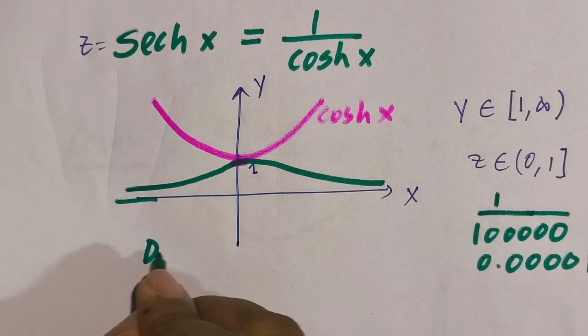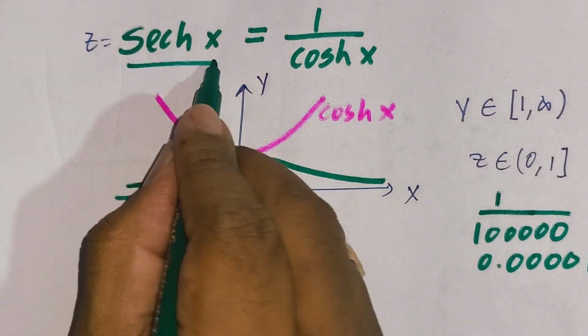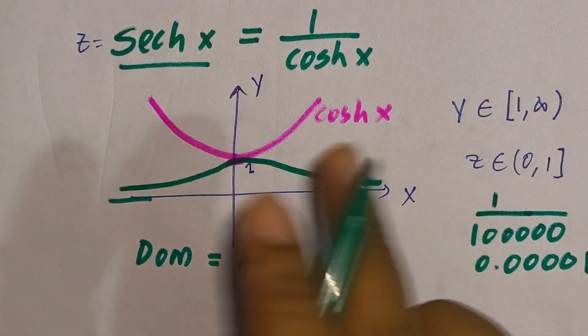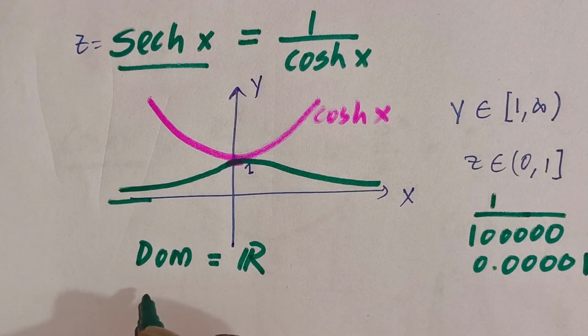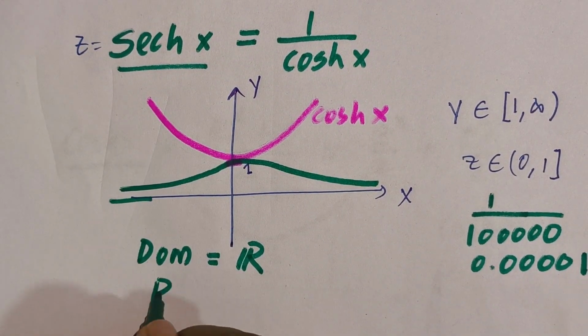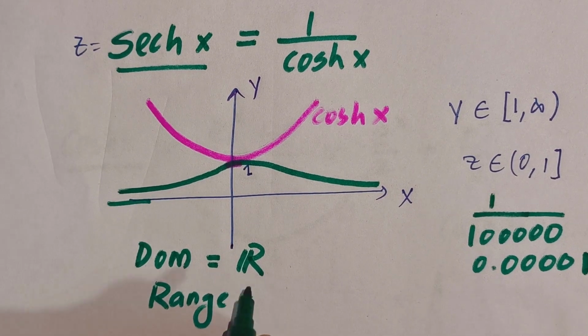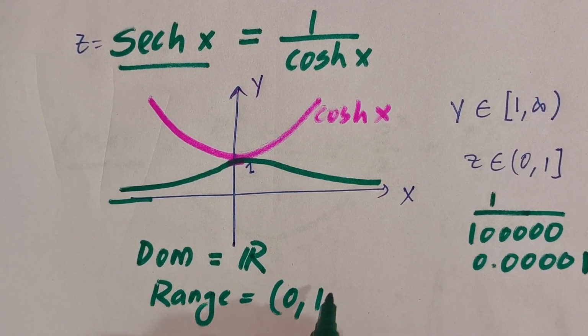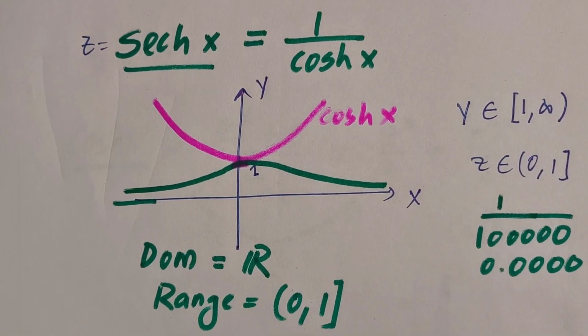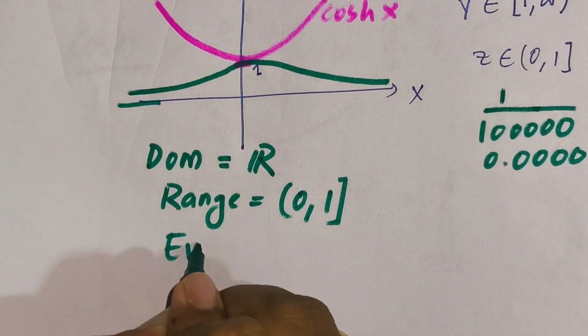So what is the domain here? The domain of hyperbolic secant is the set of all real numbers. You can put any real number, you will get a real value of y. What is the range? Range is 0 up to 1. 0 is open, 1 is included. This is also an even function.